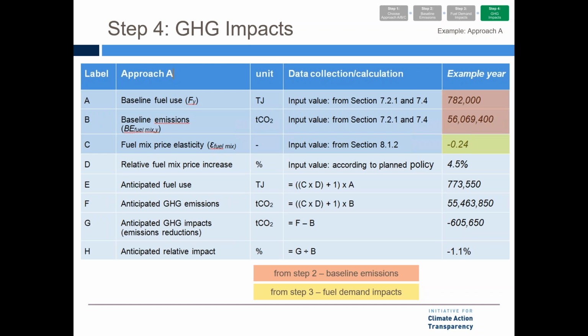And based on those 4 values, you can now estimate the anticipated fuel use and the anticipated greenhouse gas emissions. You can see the equations in the row with data collection and calculation in this table. And by subtracting the anticipated greenhouse gas emissions from the baseline emissions, you will end up with an estimation of the greenhouse gas impacts of this measure.